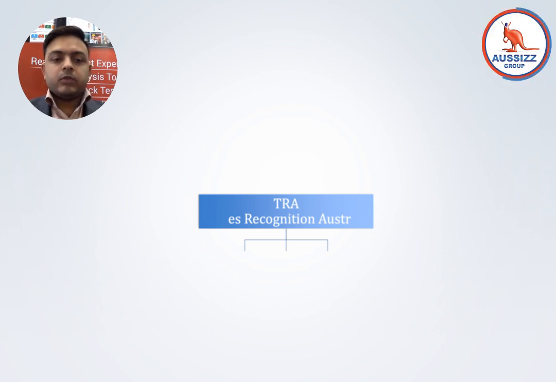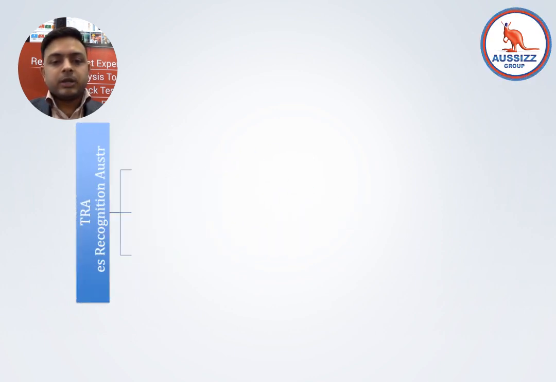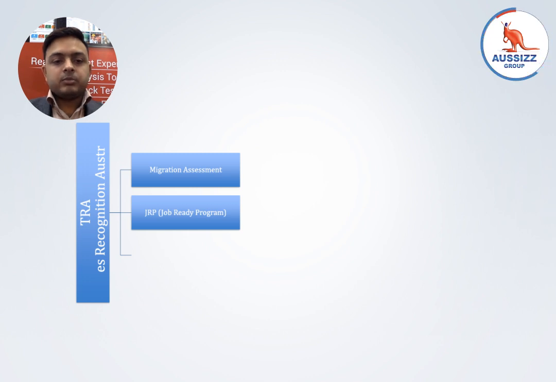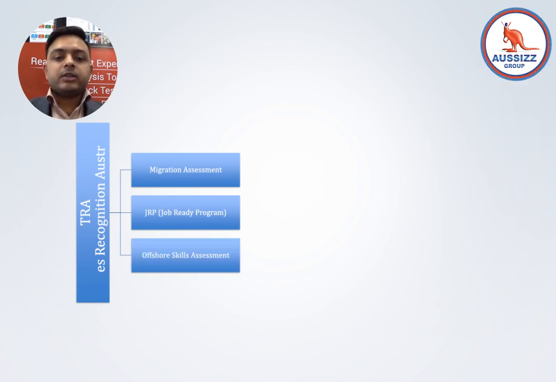It's actually the body which assesses the trades occupation. TRA does have 3 pathways to apply for a skill assessment, and generally most of the people go for a migration assessment depending on their visa categories again. So the pathways are the migration assessment, the job ready program pathway, and the offshore skill assessment. Now we will discuss each and every assessment pathway in detail.